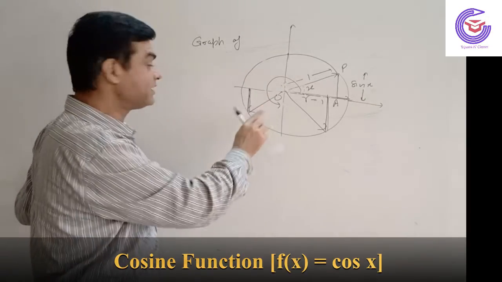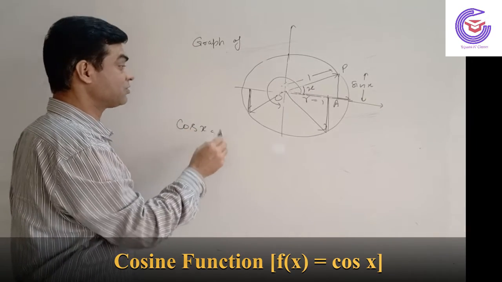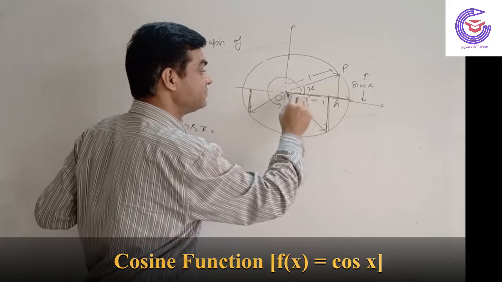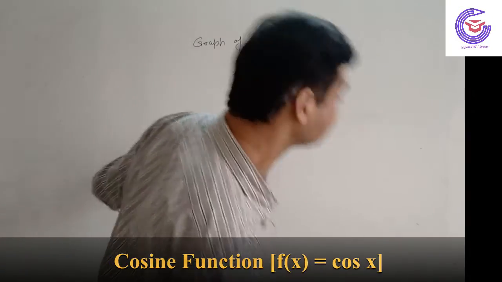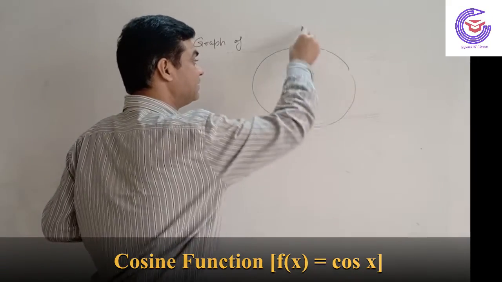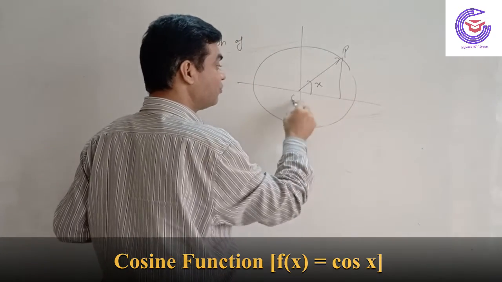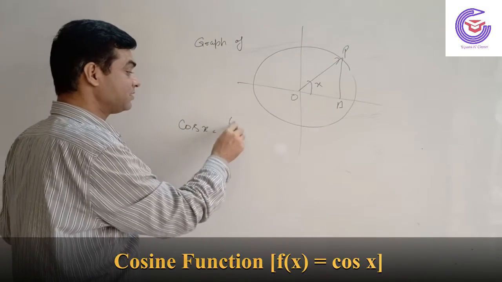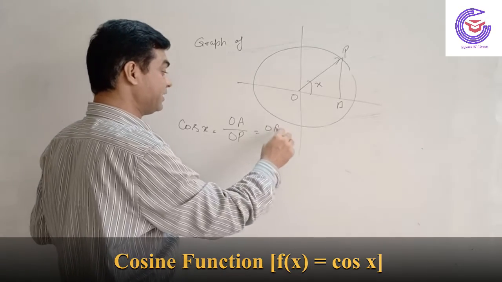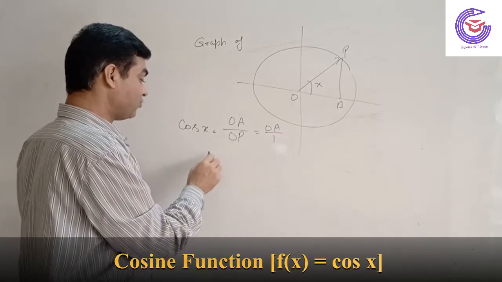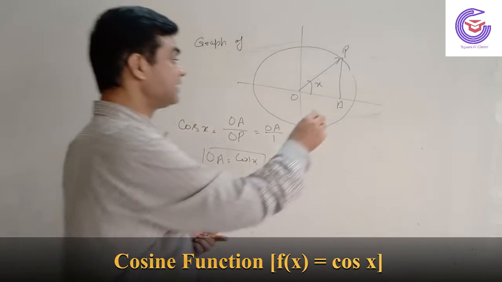take again the same unit circle. What is cos x? Cos x is equal to base. So OA is the base. Let me make it again. Take a unit circle. This is OP, this is x, and this is your OA. So cos x is base OA upon hypotenuse OP. OP is 1, so OA by 1 is OA. So cos x is nothing but the length of OA.